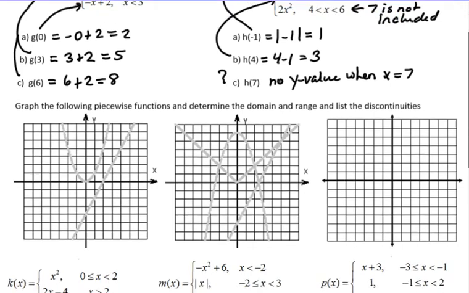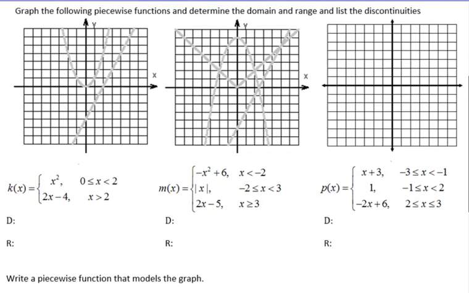Now let's look at how we graph a piecewise function. The first two are partially done for you, and we're just going to complete them, and the third one we'll do completely ourselves. So first of all, you notice that we have the graph of x squared in this gray part right here, and the other graph is the graph of the function 2x minus 4.